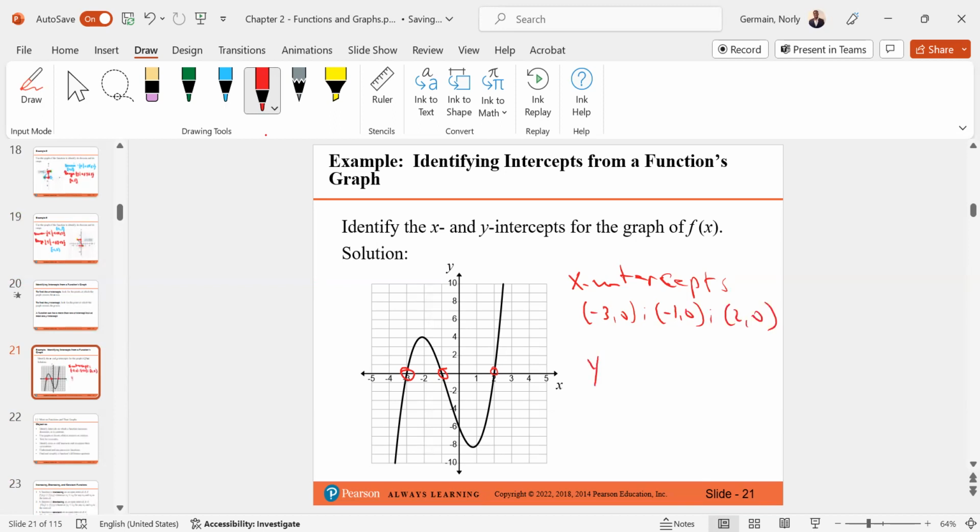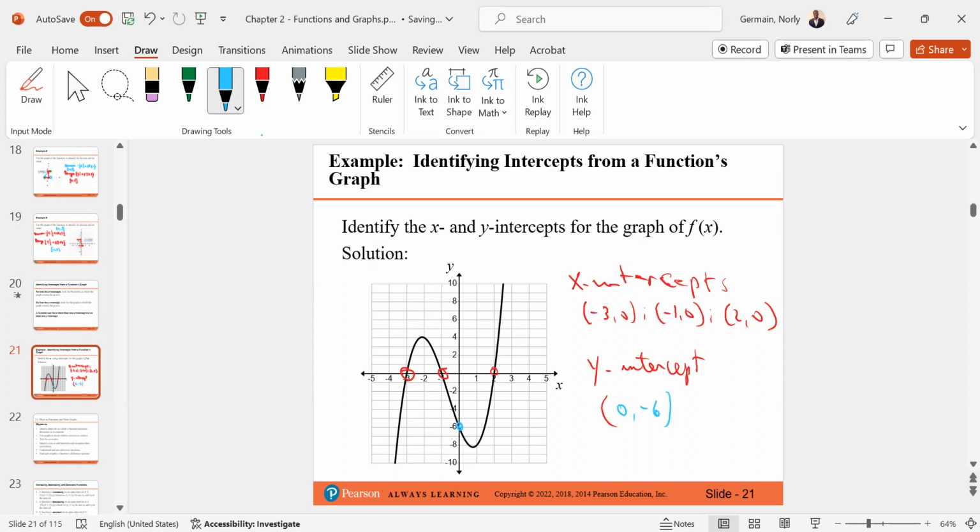For the y-intercept, is there anywhere you see your graph intersect with the y-axis? Yes, it intersects with the y-axis, that one here. Is it easy to see? Do you agree it would be 6? Yes, it intersects at 6. So we're going to say (0, 6). Remember, when we deal with the point, the second coordinate is y. The first coordinate is x.